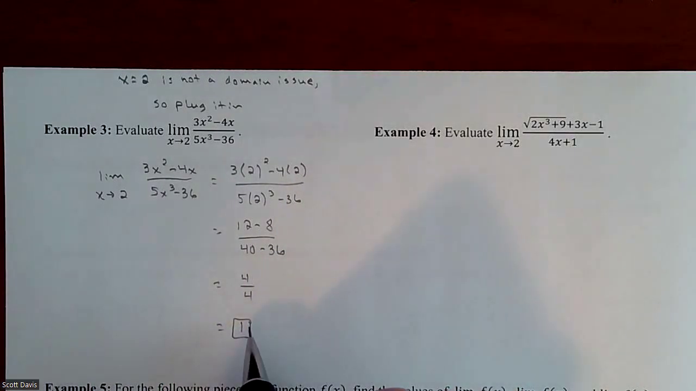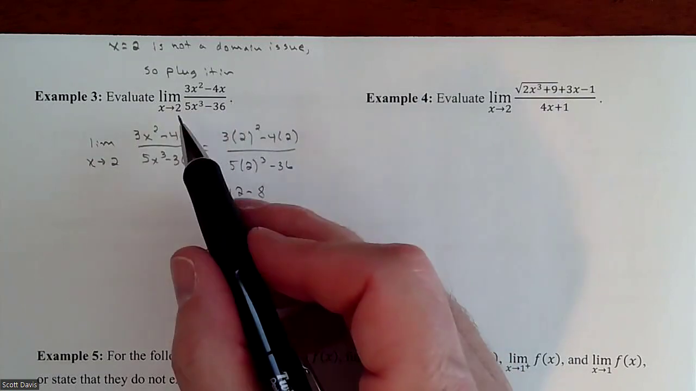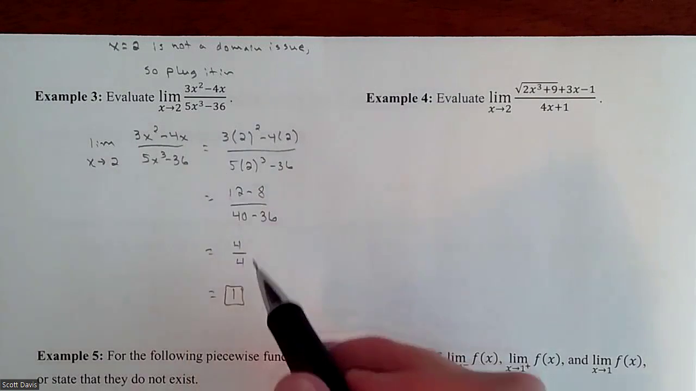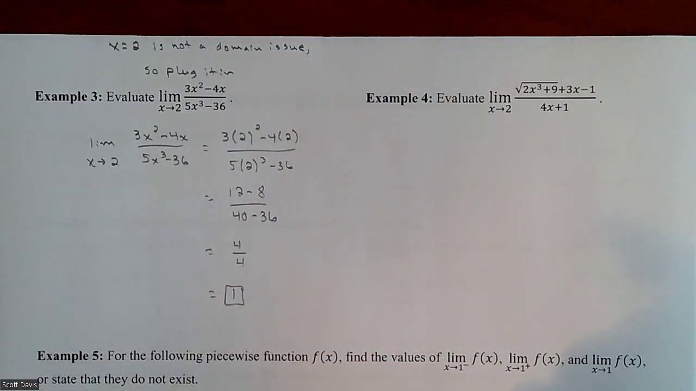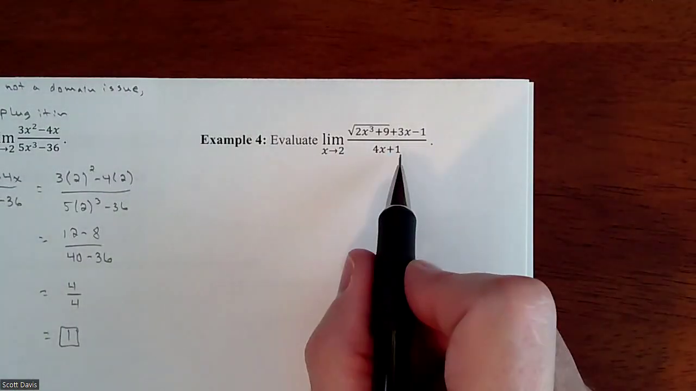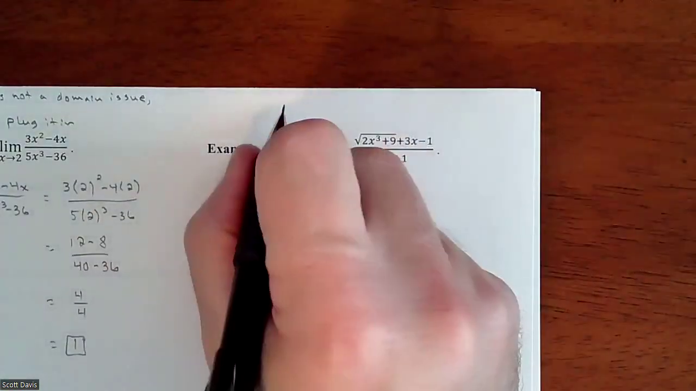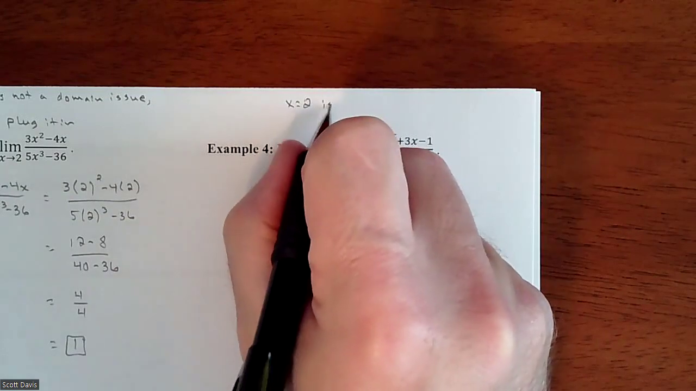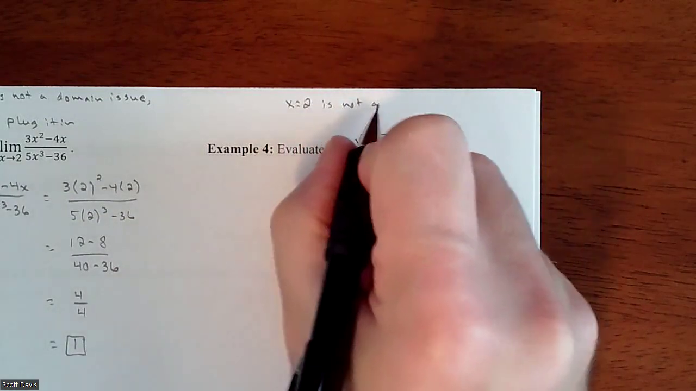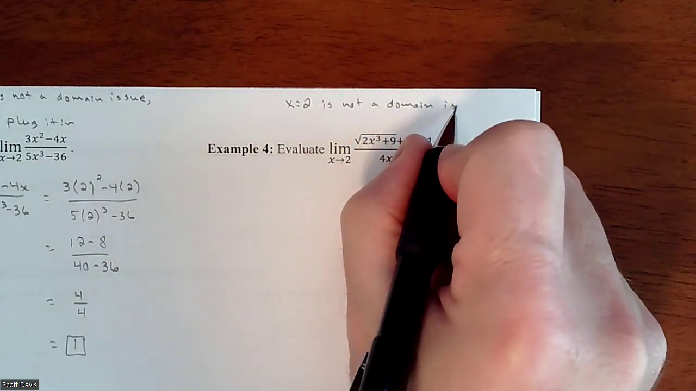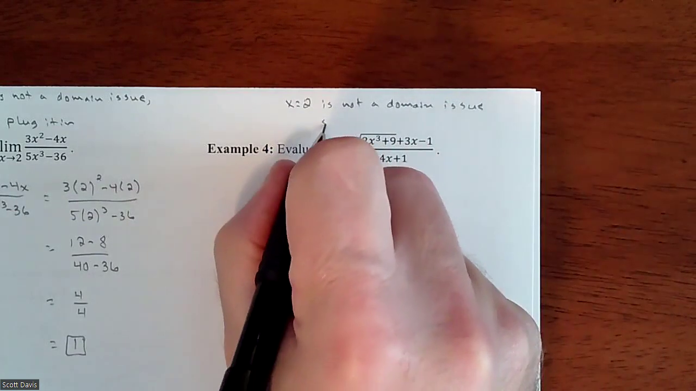So I could check that visually by graphing this equation and seeing what both sides of the graph are approaching at 2. They should both be approaching the y value of 1. Right? And then we'll do this one. See what happens on this one. First off, definitely 2 is not a problem on that. So same kind of explanation here. x equals 2, again, is not a domain issue. So plug it in.